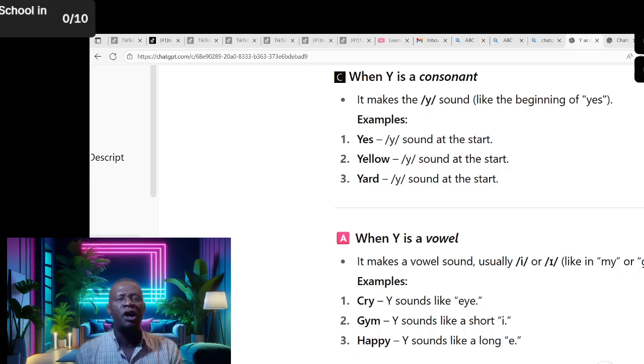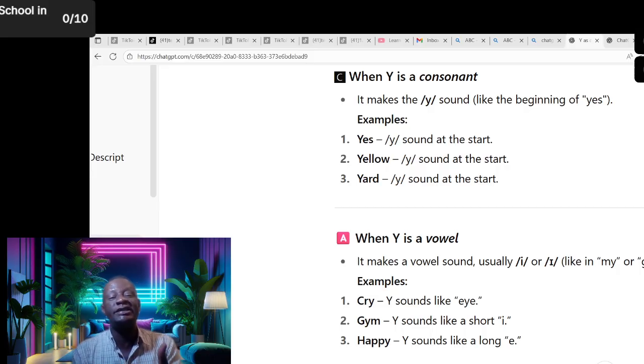So for examples, we have three examples that ChatGPT shared with us. The first example is yes, with the sound at the start. So it's a consonant at the start.